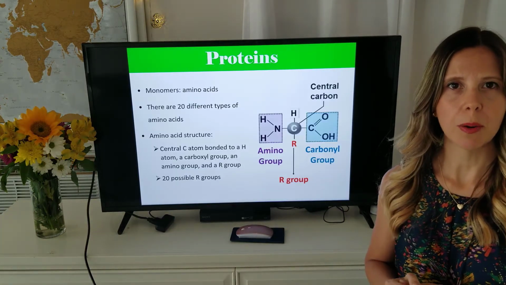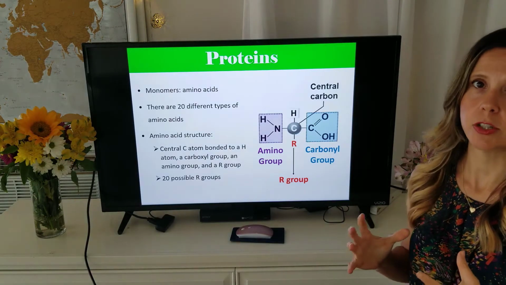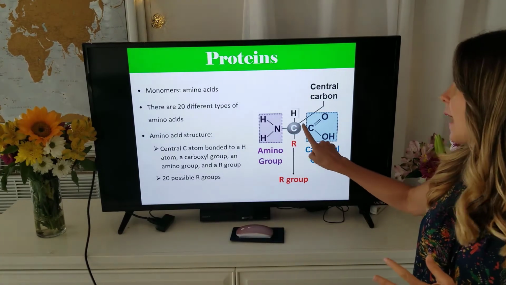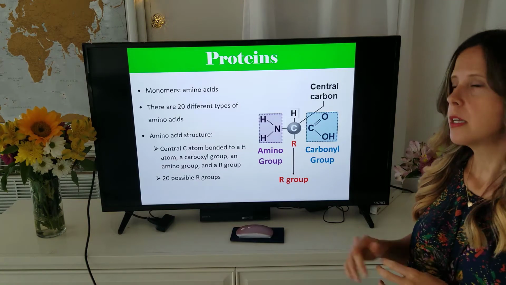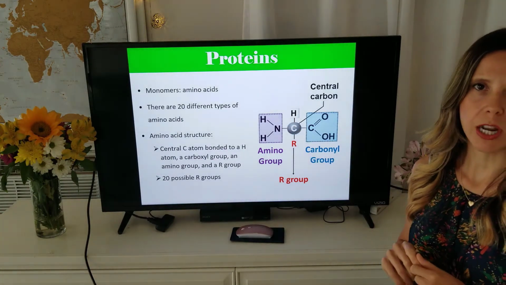Okay, let's move on to our proteins. The monomer of proteins is the amino acid. So let's have a look at the structure of the amino acid. Amino acids have a central carbon atom. Remember that carbon can form 4 bonds. So this carbon atom is going to always be bonded to a hydrogen atom.